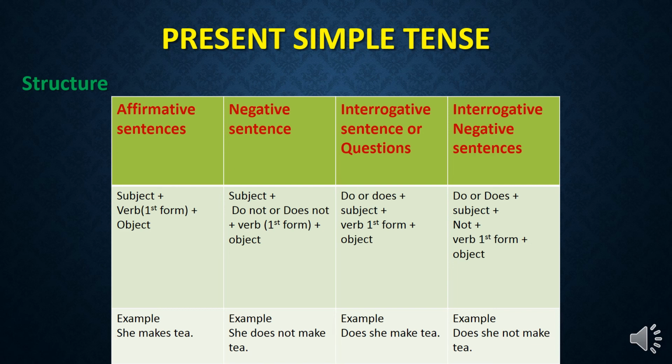I don't do this. And to make interrogative sentences or questions, the sequence of the sentence would be like this: do or does plus subject plus first form of the verb plus object. For example, does she make tea? Does Sarah pluck a flower? Does John play cricket? Does Tom talk too much? And to make interrogative negative sentences, we put do or does plus subject plus not plus first form of the verb and then object. For example, does she not make tea? Does Sarah not pluck a flower? Does John not play cricket? Does Tom not talk too much?